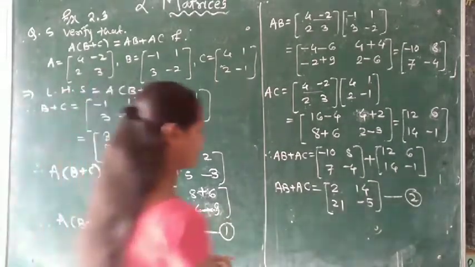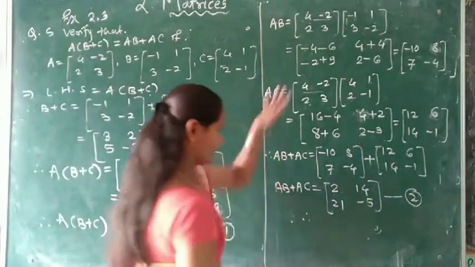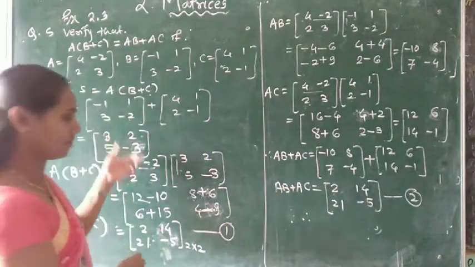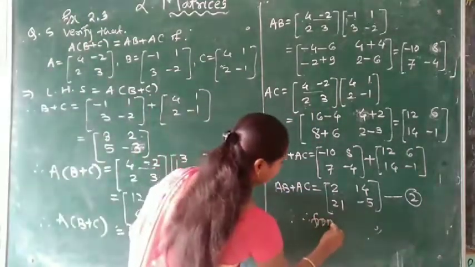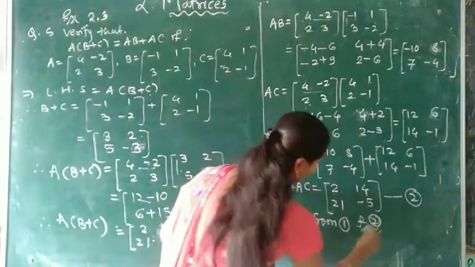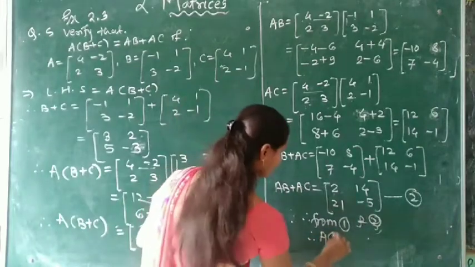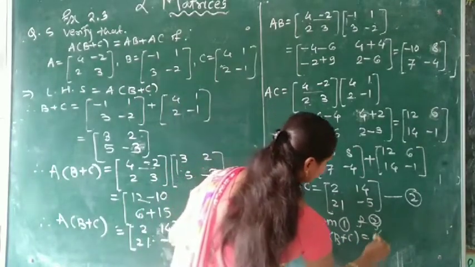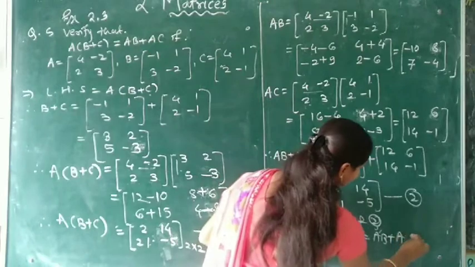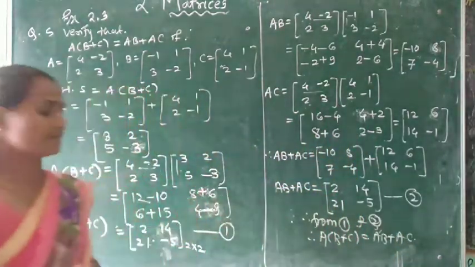So this is equation 1 and this is equation 2. There is no problem, only our addition was wrong. So from 1 and 2, A into B plus C is equal to AB plus AC. Therefore, we prove LHS is equal to RHS.